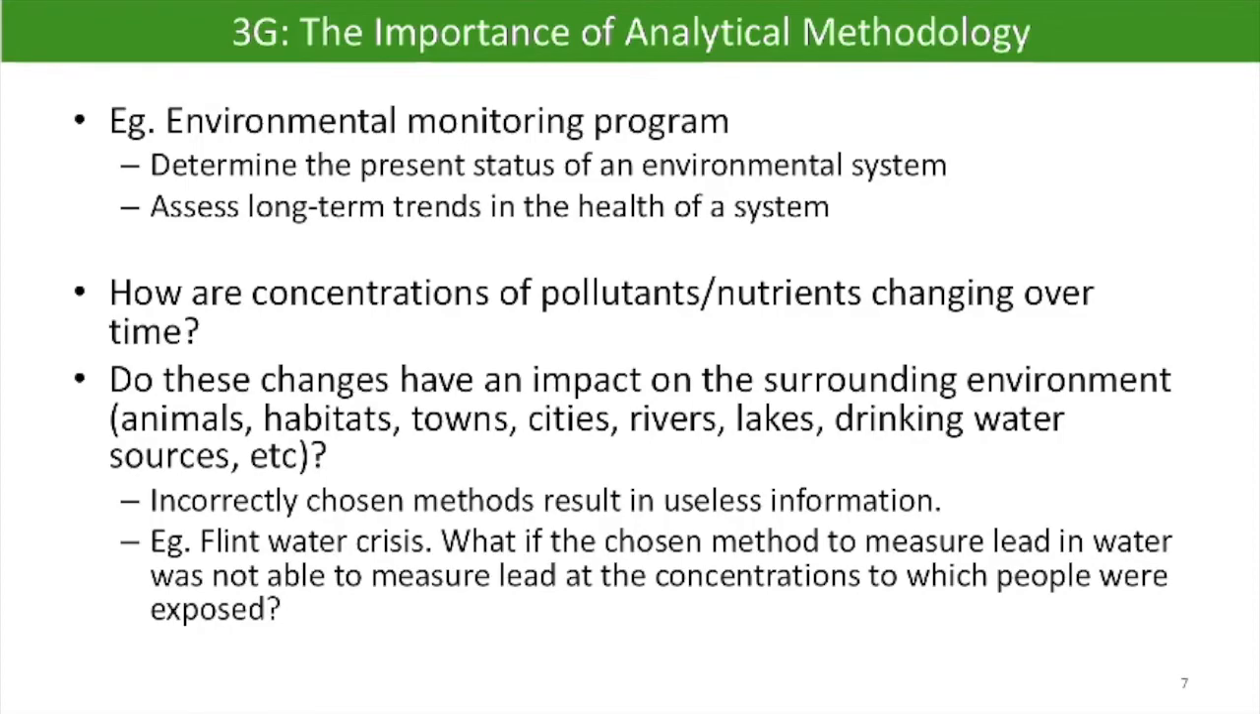We don't necessarily just need to know about our system, so we might not be able to just limit ourselves to what's happening in the Detroit River. We might also need to know about how that affects other things in the region, right? The animals, habitats, towns, cities, other lakes and rivers that the Detroit River is either connected to or drains into. Okay, and the Detroit River is a drinking water source, so how are these changes that we are monitoring affecting drinking water and all of these other systems?